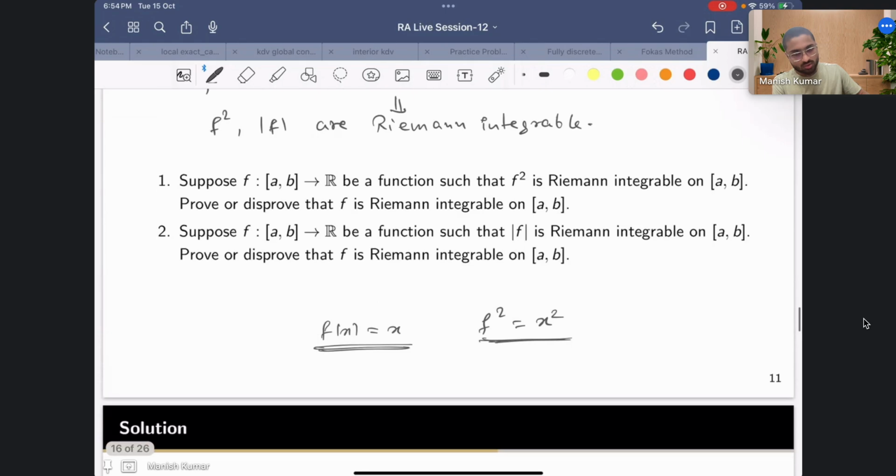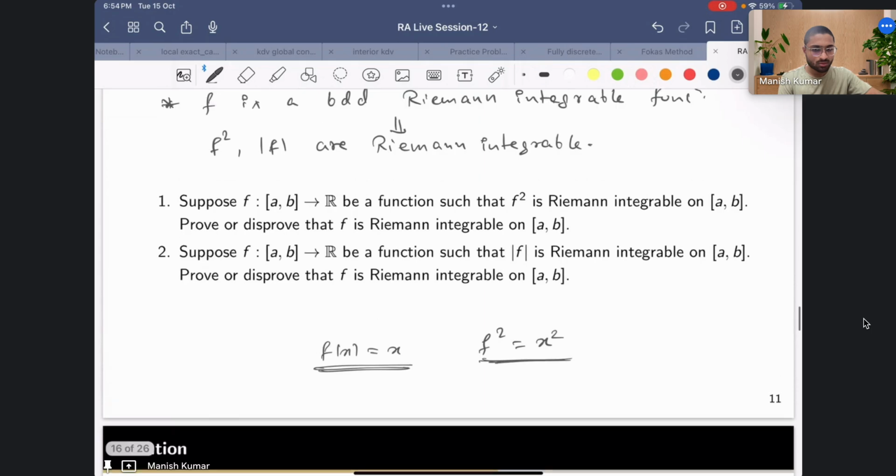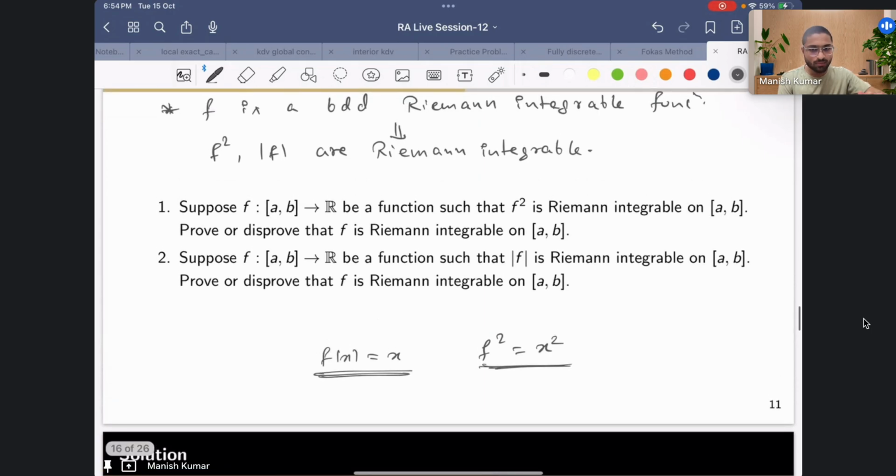So are you saying that it is true or it is false? What do you want to say? False, sir. Then you have to give an example where f is not Riemann integrable, but f square is Riemann integrable, right? Here both of the functions are Riemann integrable, so that cannot serve as a counterexample. So can you think of an example?